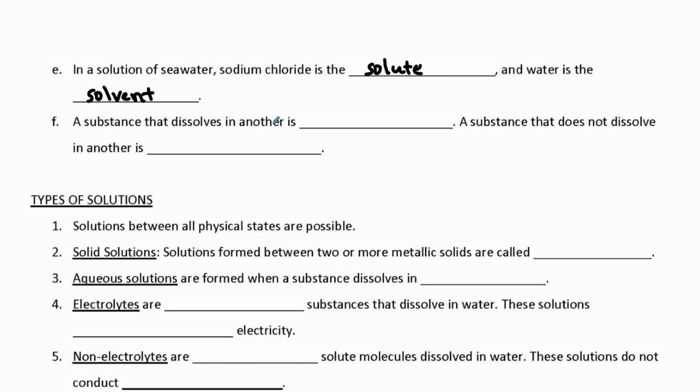A substance that dissolves in another, so if something is able to dissolve, we call it soluble. A substance that is not able to dissolve in another, we say is insoluble.